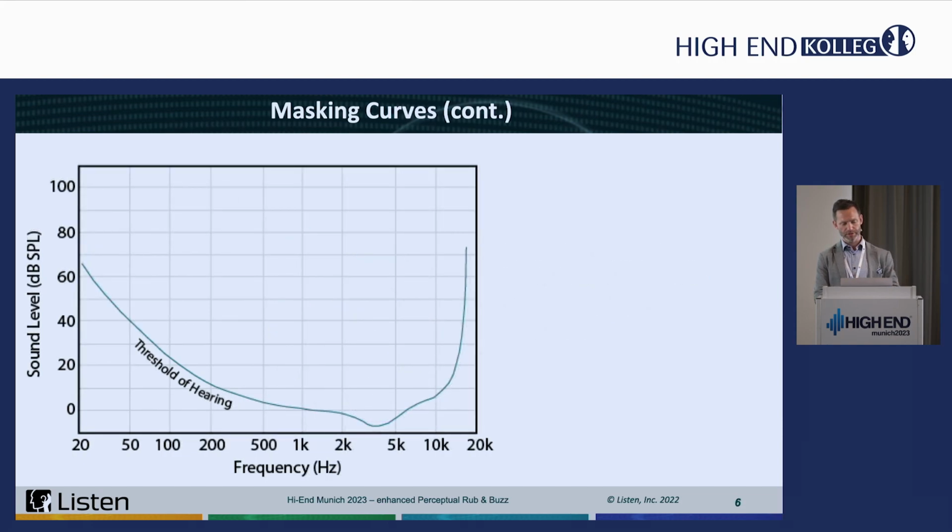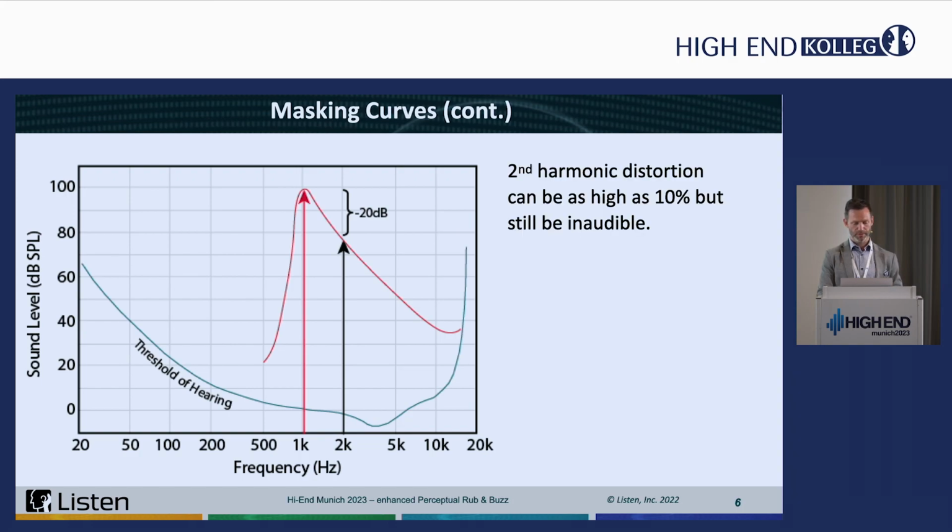So let me show you how this translates into how we hear distortion. If you look at a 1 kilohertz stimulus at 100 dB SPL, then the threshold of audibility for the second harmonic is about 20 dB down. So the second harmonic can be as high as 10% and still be audible.